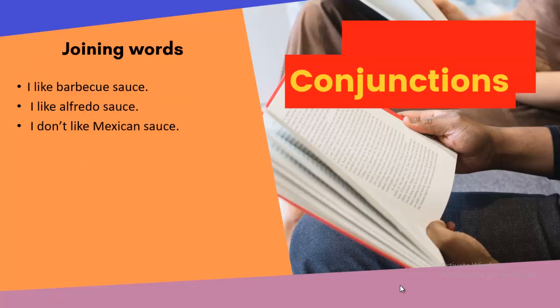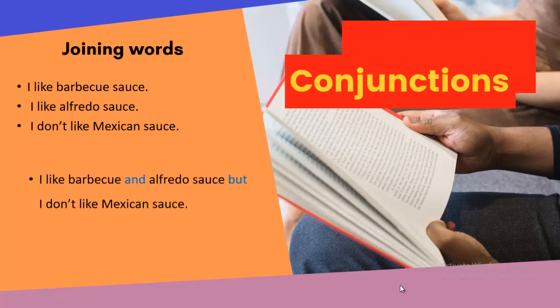Look at these sentences. I like barbecue sauce. I like Alfredo sauce. I don't like Mexican sauce. Each of these three sentences expresses a clear idea. There is nothing wrong with listing your preferences like this, but it is not the most efficient way to do it. Instead of this, if we connect these three sentences using conjunctions, the sentence would sound much better. I like barbecue and Alfredo sauce, but I don't like Mexican sauce. In this sentence, and, but are the two conjunctions that are linking different ideas together.